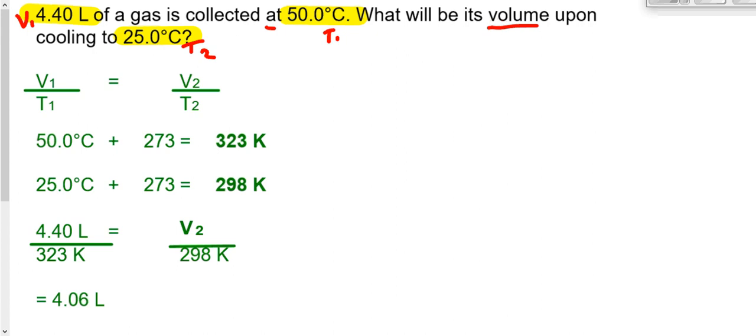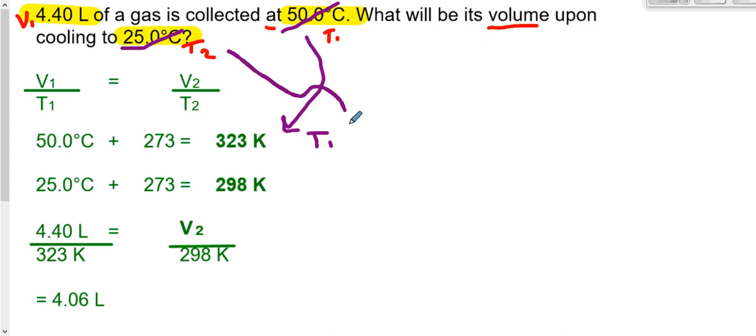All right, now before I go and try to continue here, I know I'm going to be picking the formula V1 over T1 equals V2 over T2, but my temperatures are in degrees Celsius, and that won't work in this formula. So I'm immediately going to cross these numbers out so I don't accidentally use them, and I'm going to add 273 to them to change them to kelvins. 50 plus 273 is 323 kelvins. This is the version of T1 that I'm going to use.